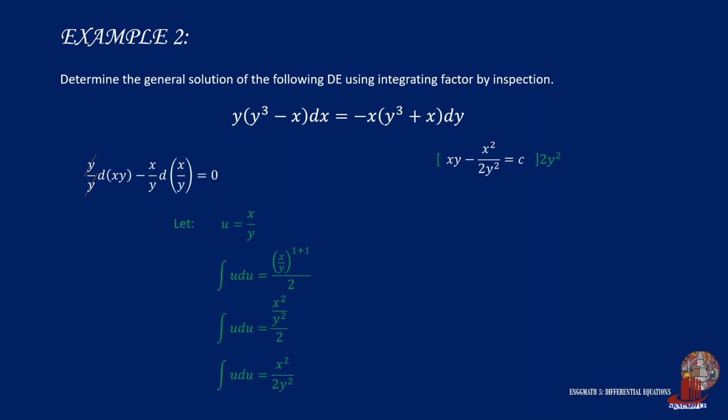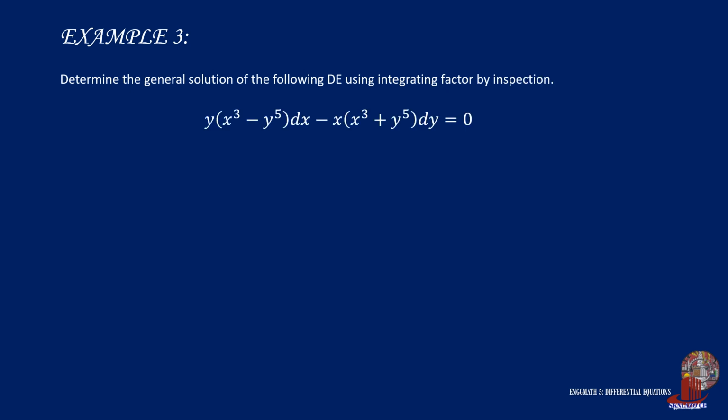And to eliminate the denominator, we multiply the whole equation by 2y squared to have 2xy cubed minus x squared is equal to cy squared, or simplified further as x times the quantity 2y cubed minus x is equal to cy squared.